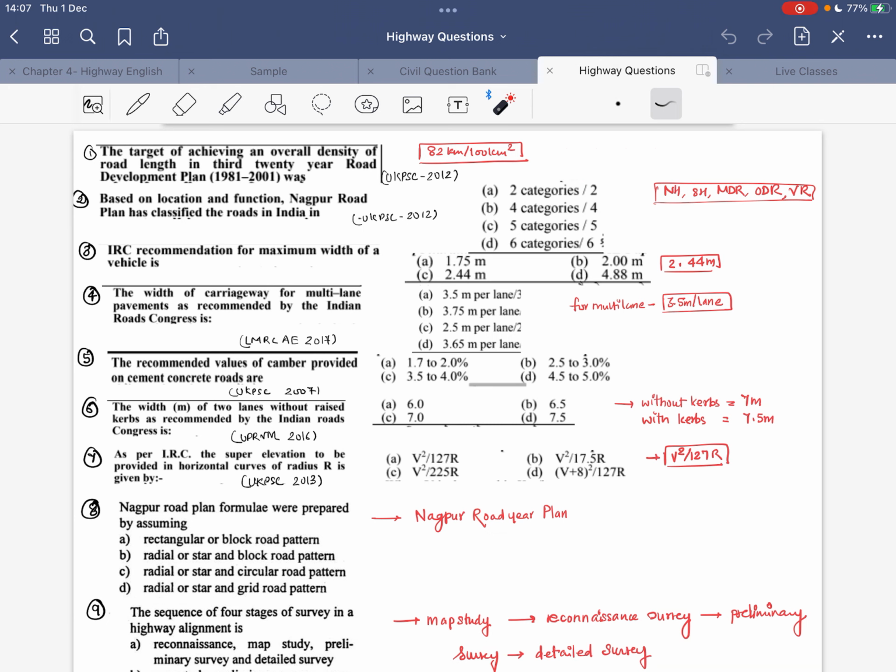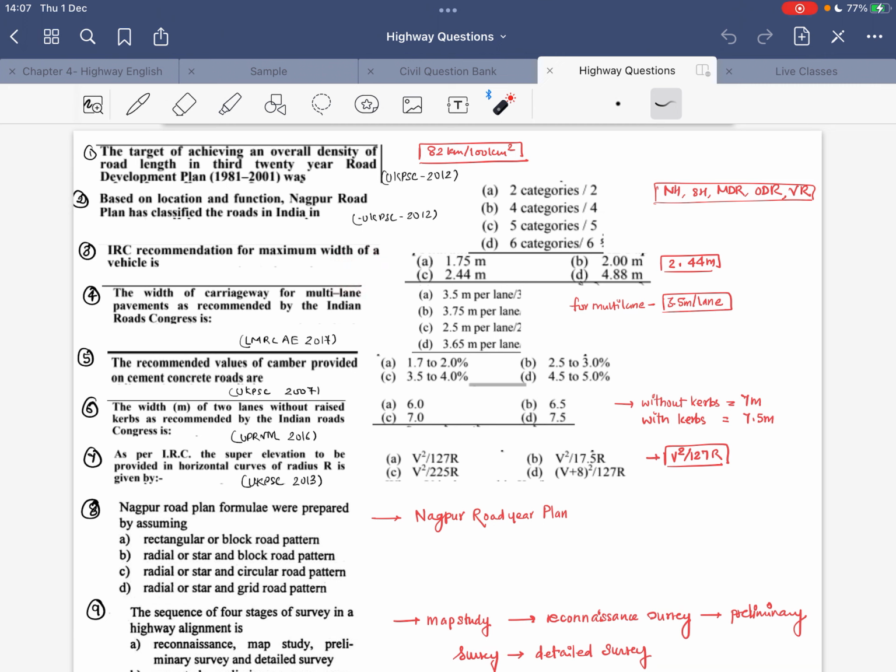Based on the location and function, the Nagpur plan has classified the roads into how many types? The Nagpur road plan has classified the roads into 5 categories: national highway, state highway, major district roads, other district roads, and village roads. IRC recommendation for the maximum width of a vehicle is 2.44 meter.